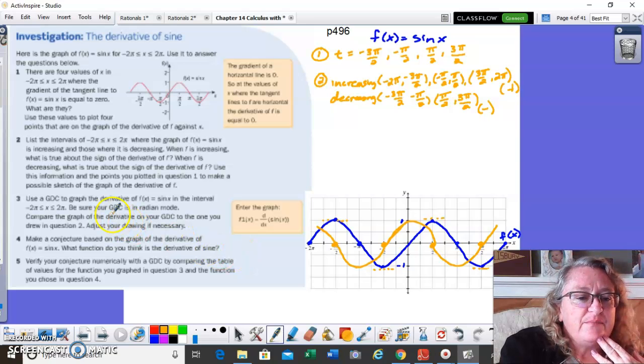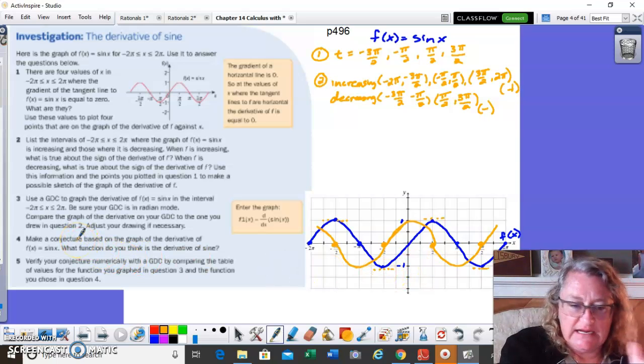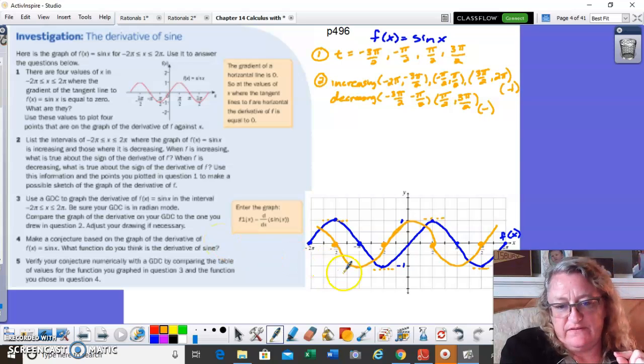So, be sure your graph is in radians. We did that. Compare the graph of the derivative on your calculator to the one you drew and adjust your drawing. So we're good with this drawing. It looked like that. Make a conjecture, basically an educated guess, based on the graph of the derivative of the sine of x. What function do you think is the derivative?